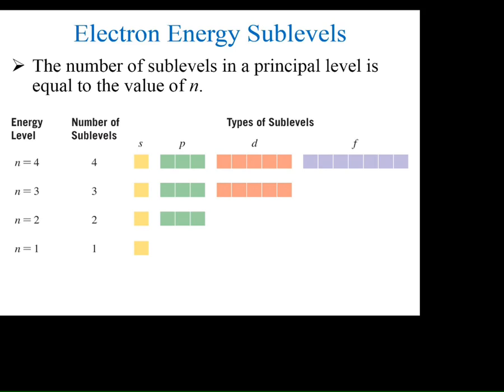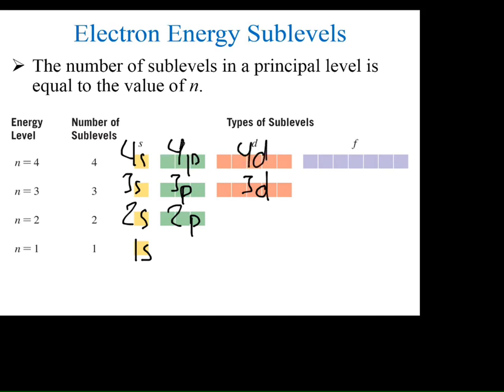So the first level only has a 1s. Level 2 can have 2. It could have a 2s. It could also have a 2p. Level 3 could have 3: a 3s, a 3p, or a 3d. And level 4 could have 4. S is always first, and then p, and then d, and then f.